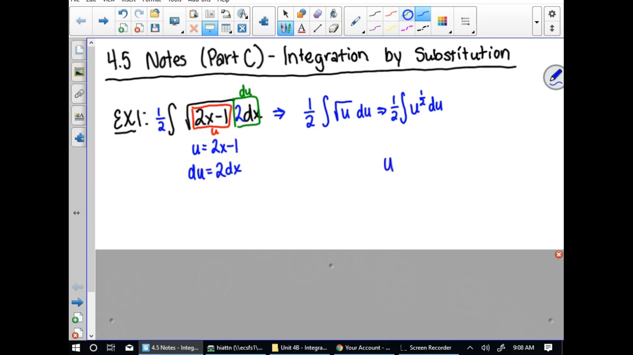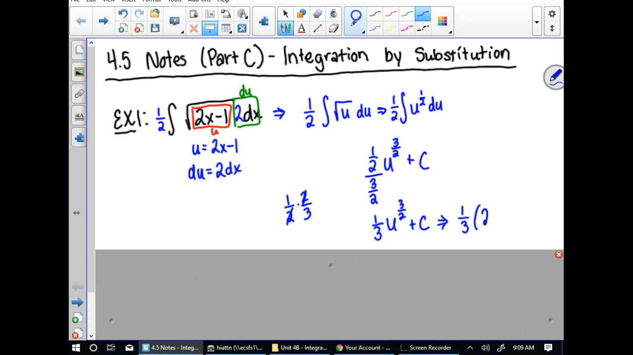So u to the 3/2. The 1/2 will be out here. Actually, I'm just going to do this. Since there's just one term, we got that 1/2. We're dividing it by 3/2. So 1/2 divided by 3/2 is going to be just 1/3 u to the 3/2, and I should put a plus c here. And so if we plug in our x's, we've got 1/3 2x minus 1 to the 3/2 plus c.